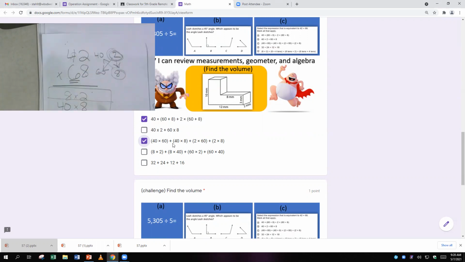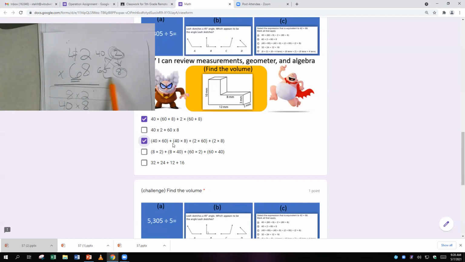Does that hit everything? Yeah, the only thing it doesn't hit is 60 times 8 or 40 times 2, which we don't want to multiply those two. So we try to make logical sense on why the three of these work. This one doesn't make any sense. You're just adding the numbers together. 32 is not even in here. 24 is not even in here. 12 is not even in here. 16 is not even in here. This one makes no sense.